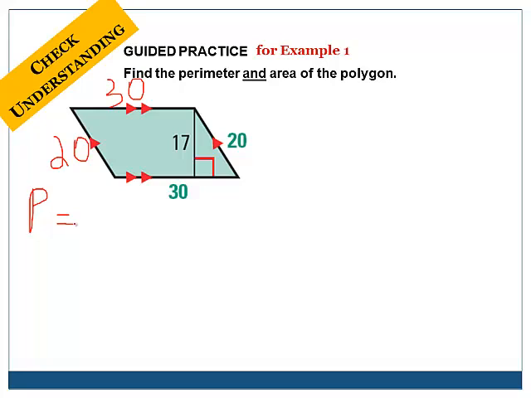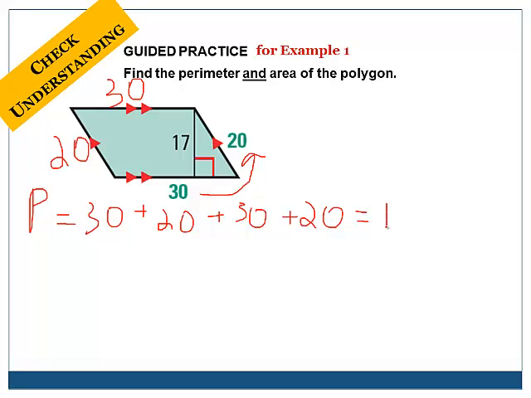So I'm going to start here at 30, and I'm going to go counterclockwise around the figure. 30 plus 20 plus 30 plus 20. And this will give our perimeter a total of 100. Now, we need to find the area of our shape.